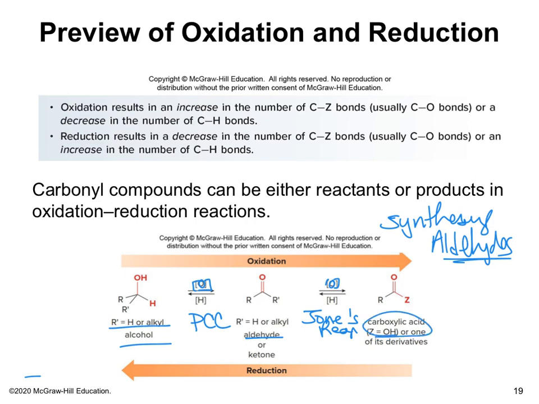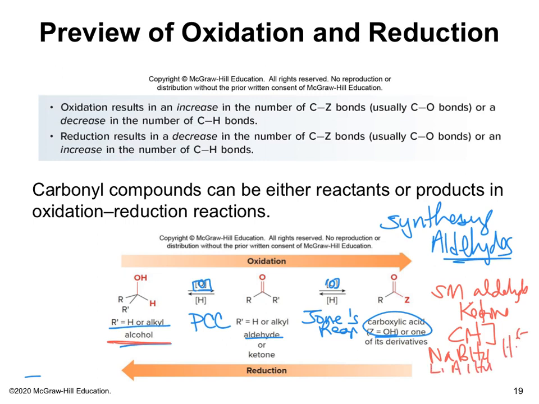Now, we can also go the opposite way and make an alcohol. So if our starting material is an aldehyde or a ketone, we can do a reduction reaction. And so that's sodium borohydride, or a really strong one is lithium aluminum hydride. And these are hydride delivery reagents. They deliver an H minus.